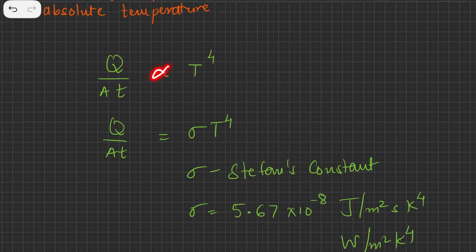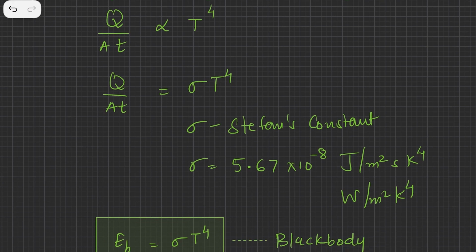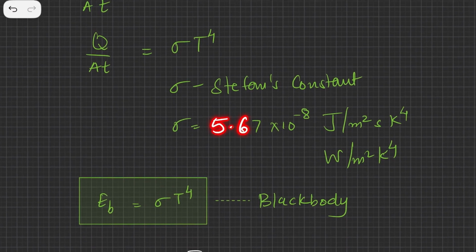Now in order to remove this proportionality sign, we'll remove it and multiply by a constant, and this constant is written as sigma. This is what is called sigma in Greek, and this sigma is what is called the Stefan's constant. Stefan's constant is 5.67 into 10 raised to minus 8. Units we'll see how it works, but the constant is very easy to remember. If you see 5, 6, 7 and there is an 8 over here, so 5.67 into 10 raised to minus 8, that makes it easier to remember sigma, that is Stefan's constant.